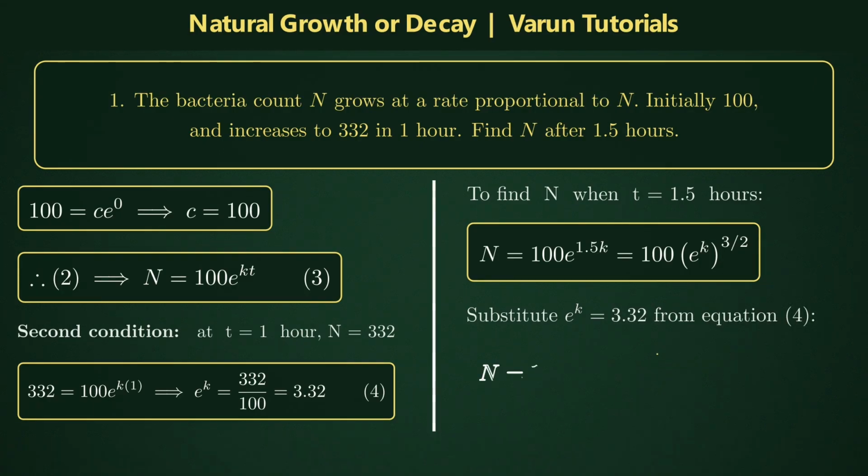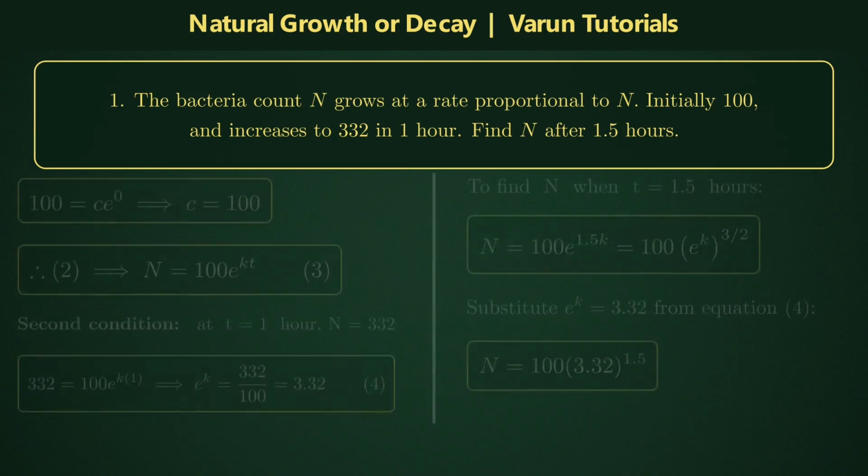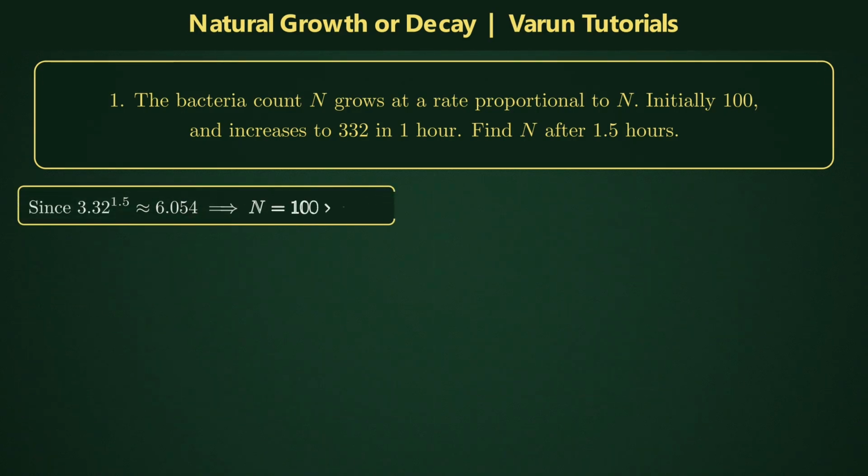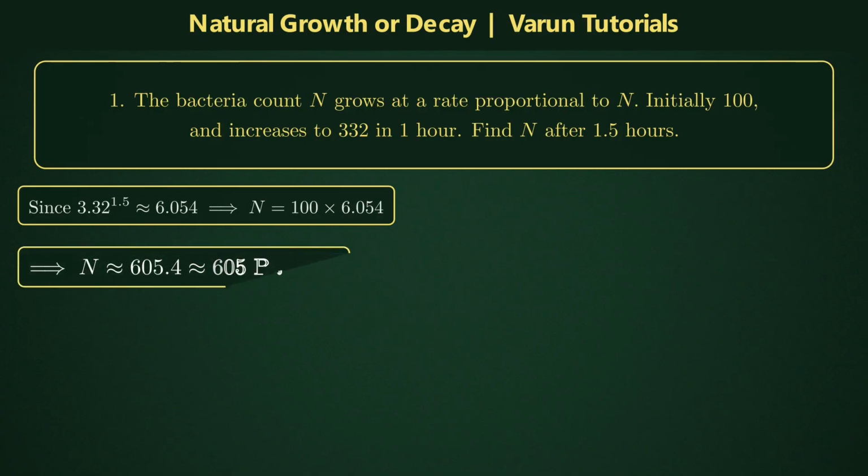Calculating the exponential part, 3.32 raised to the power of 1.5 is approximately 6.054. Multiplying by 100 gives n is approximately 605.4. This is approximately 605 bacteria.